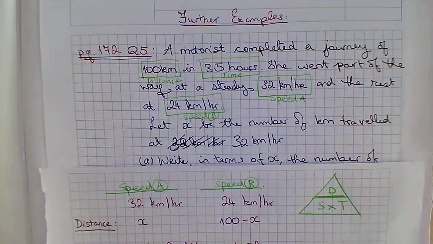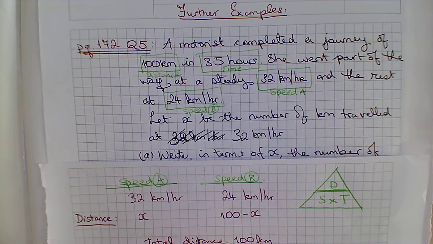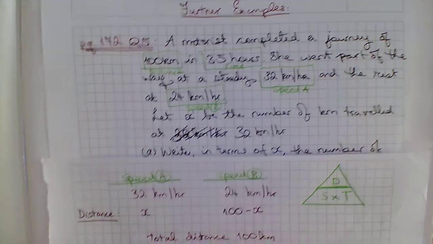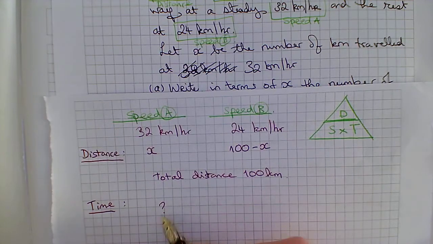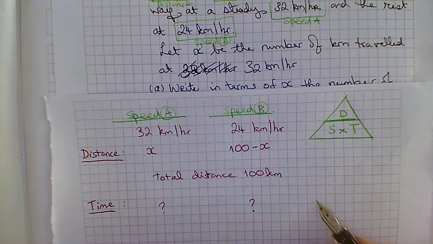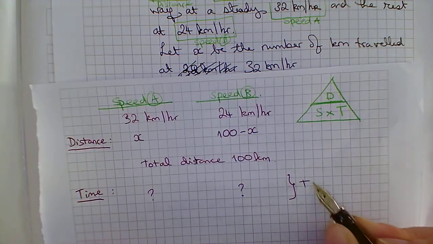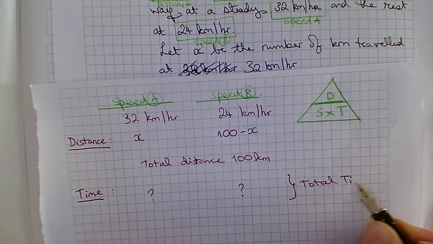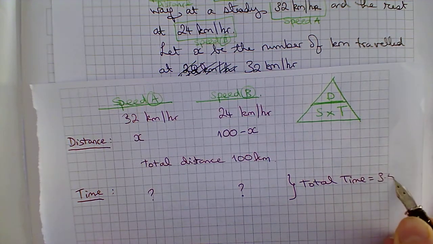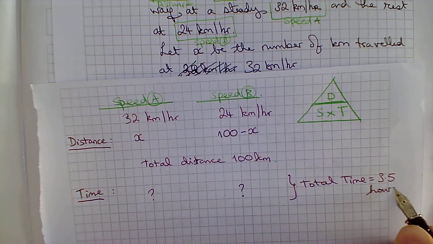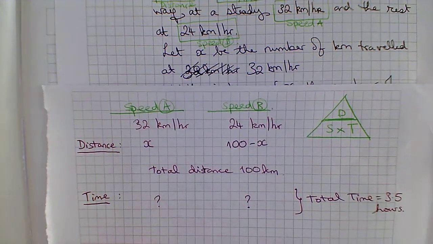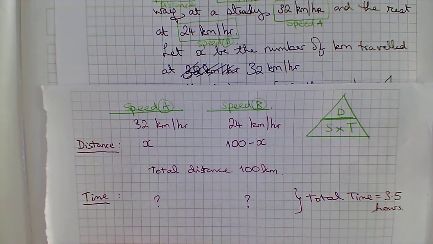Now, am I told anything else? I'm not told the time. I just know that my total time, I don't know my time for speed A. I don't know my time for speed B, but I know that the total time is 3.5 hours. So there I've organized myself to answer the questions that I'm going to be asked.